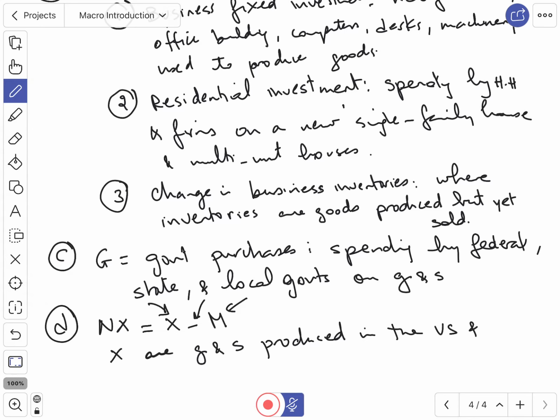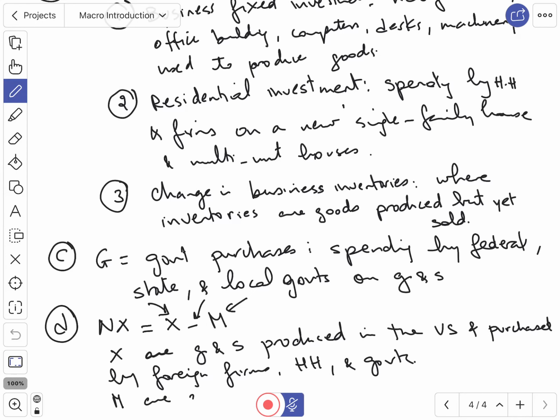So it's purchased by foreign firms or foreign households or governments. Okay, and the imports has to be subtracted because they are the goods and services produced, right, in foreign countries. So we should not include them because this is not our production.